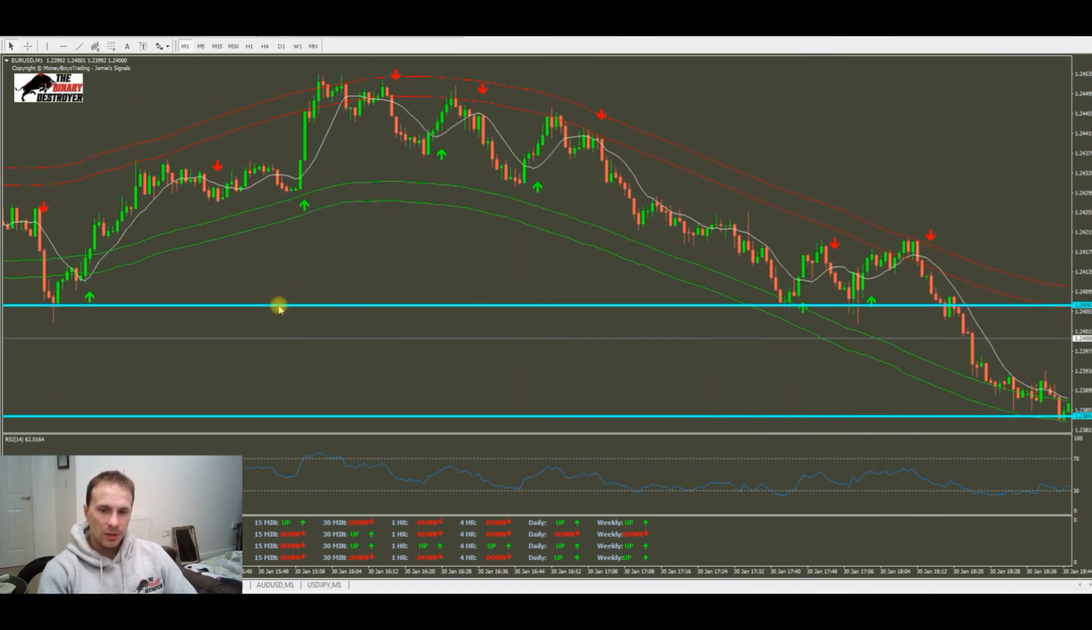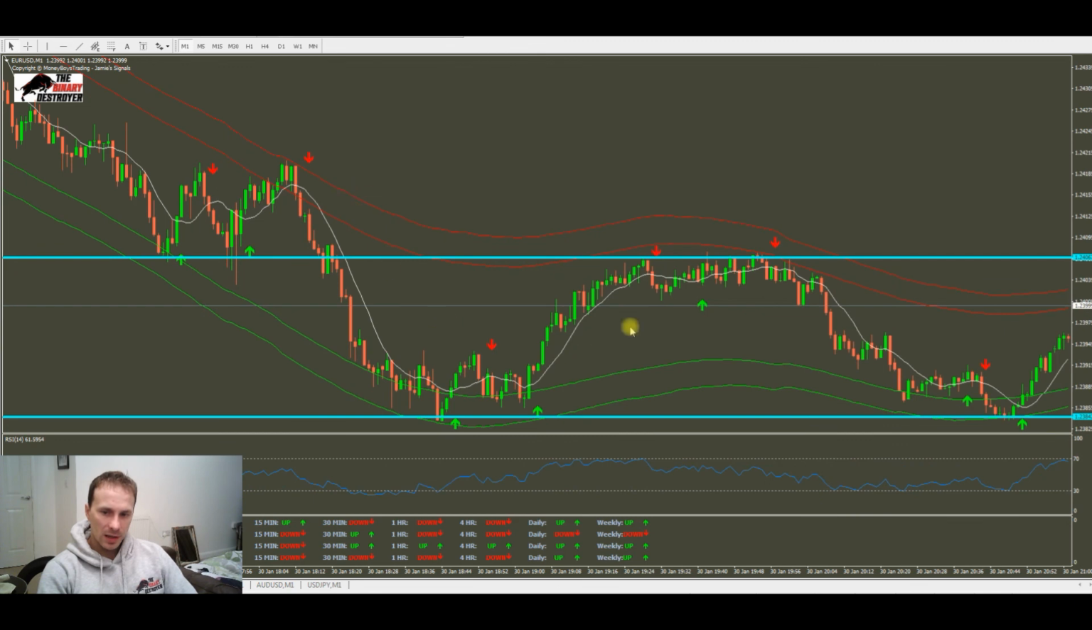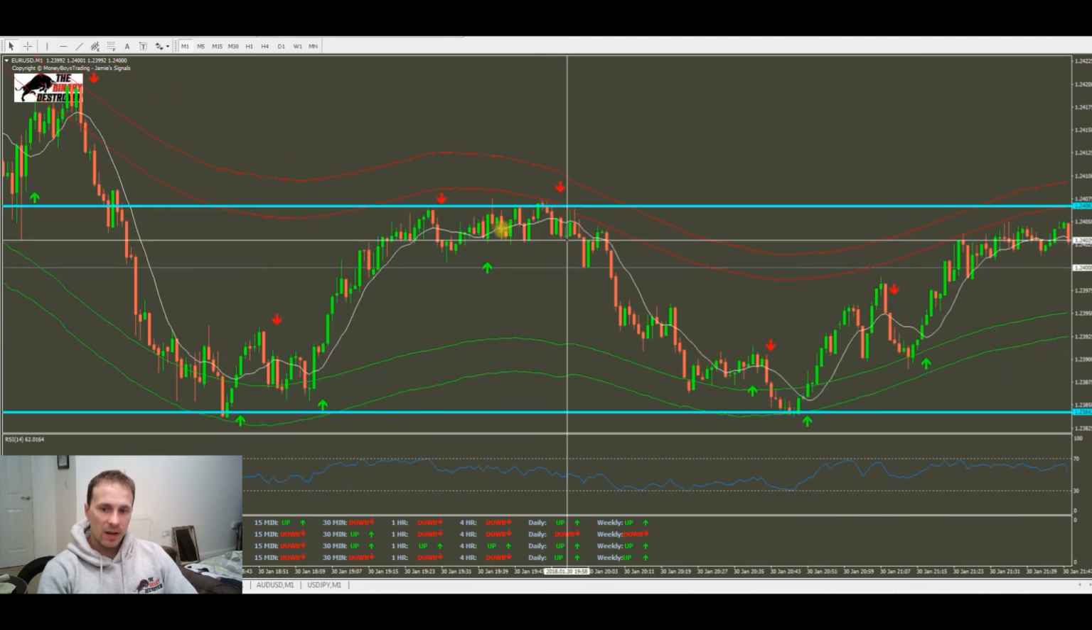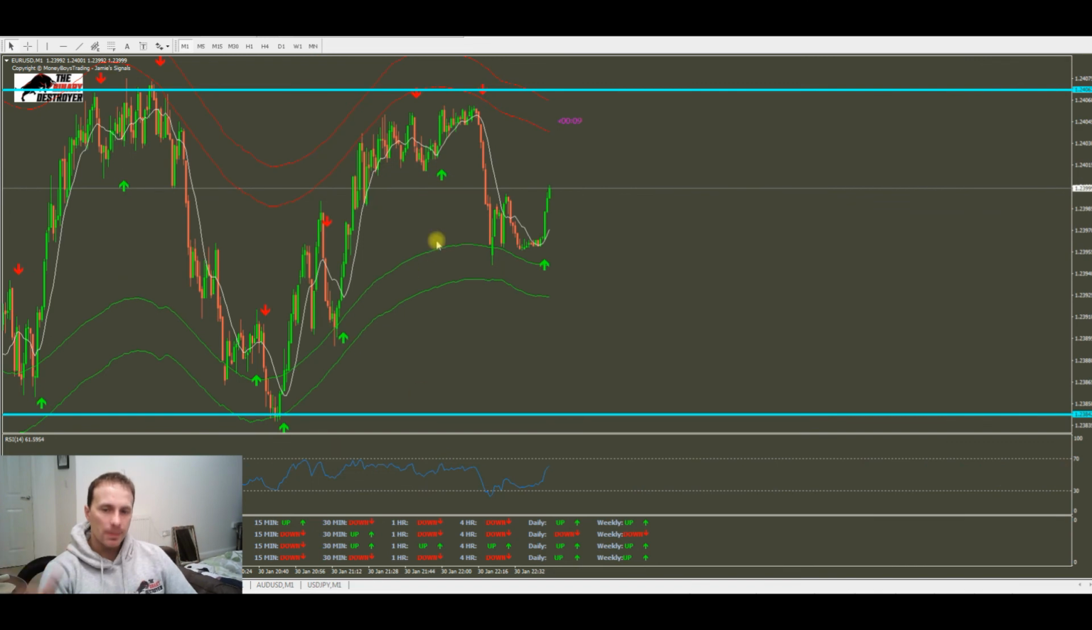There's a bit of support. See this? What becomes support becomes resistance. A couple of signal arrows here, you could have taken that and it would win. And then you could have taken this buy zone from that support there, just by learning simple stuff.